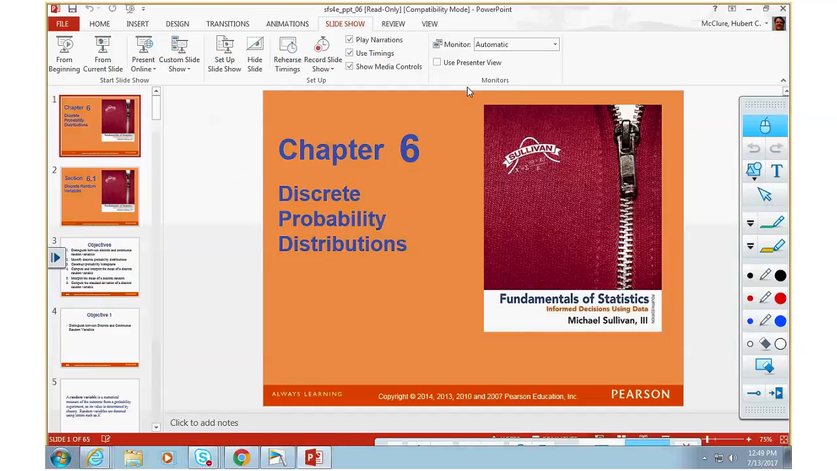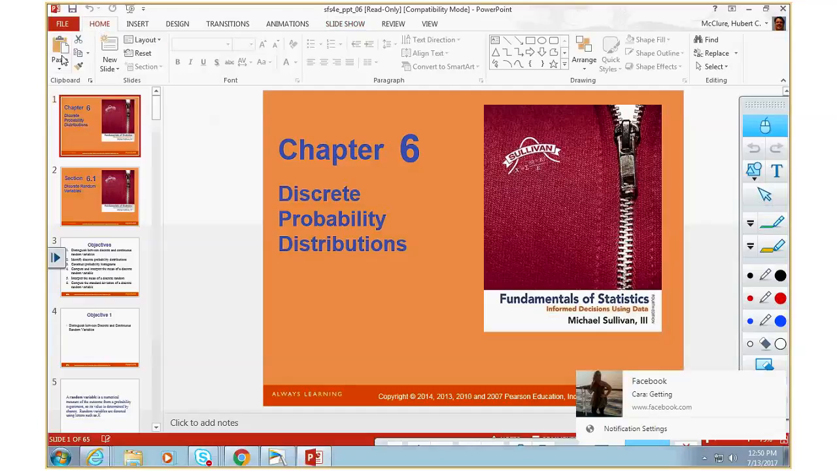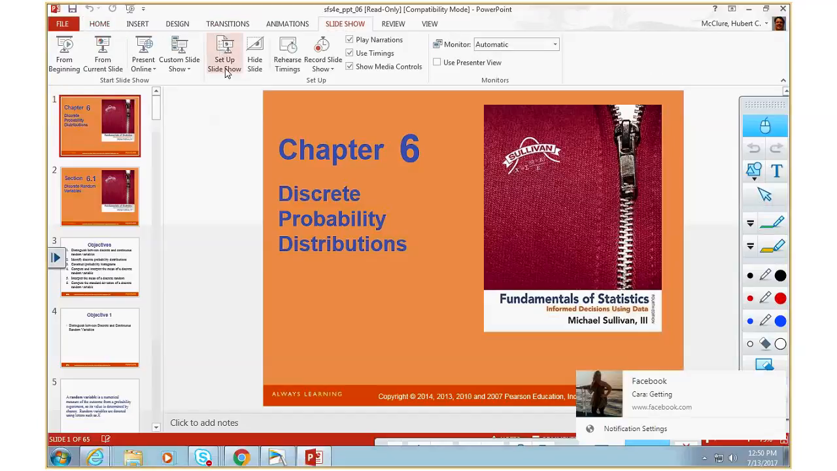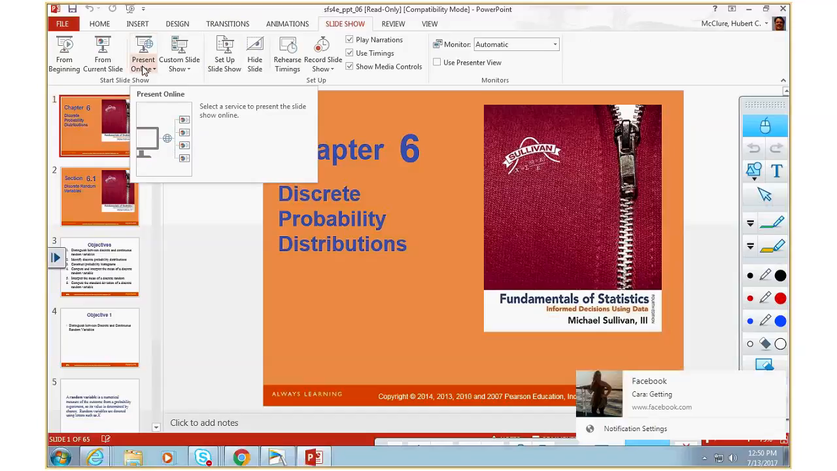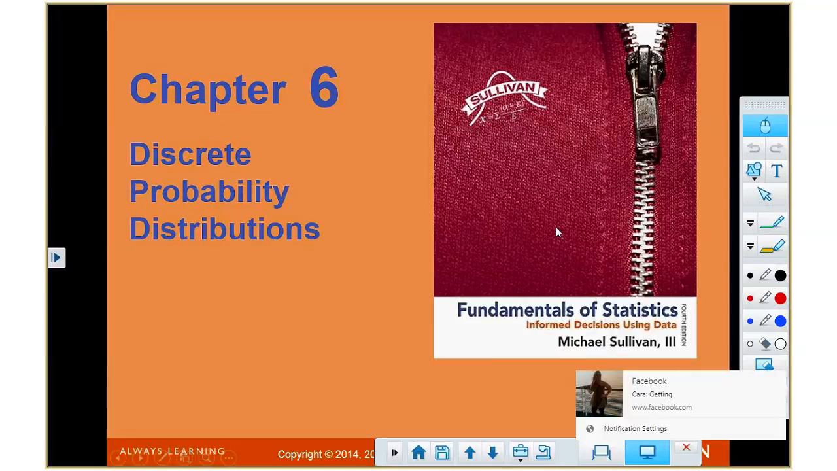Now, Unit 3 is on Chapter 6, 7, and 8. Okay? But I usually break it up, and this is the fastest section. In other words, this is the section that goes by the quickest. All right?